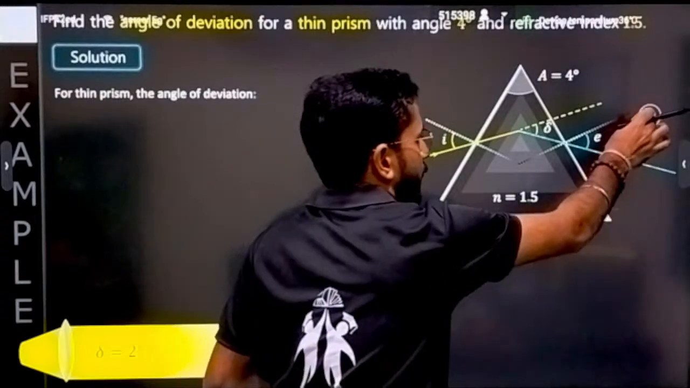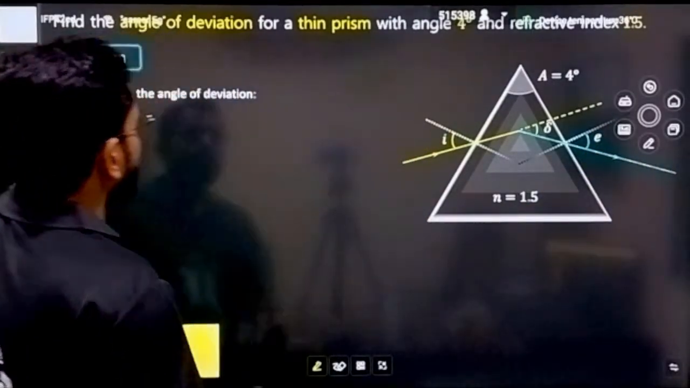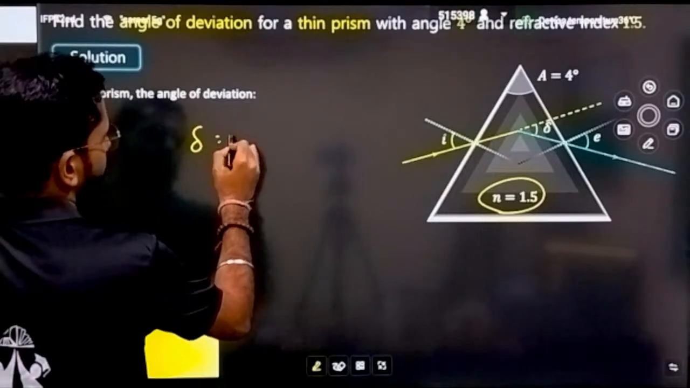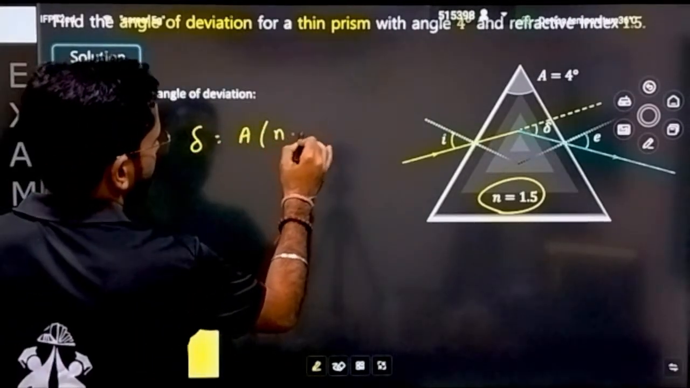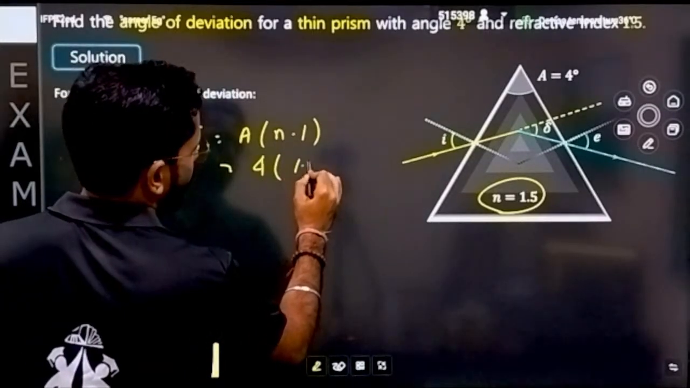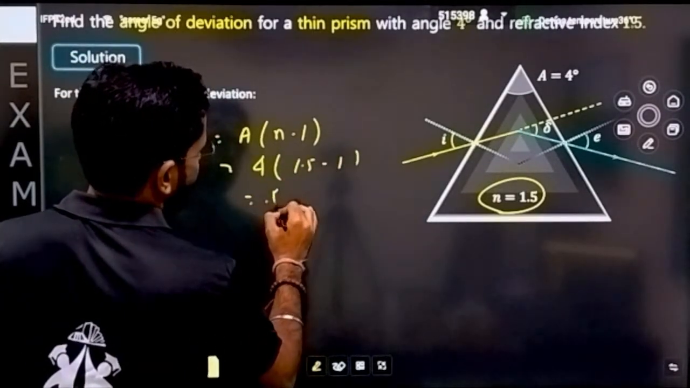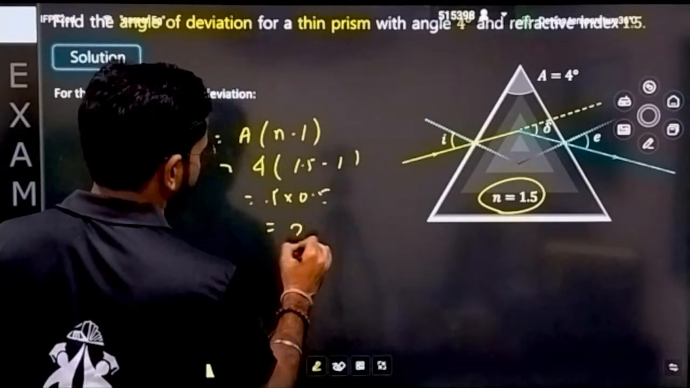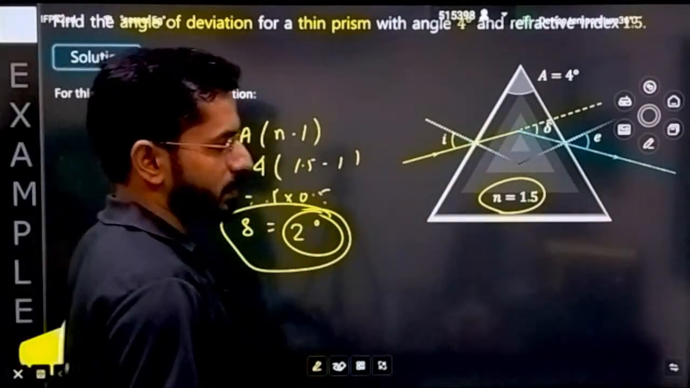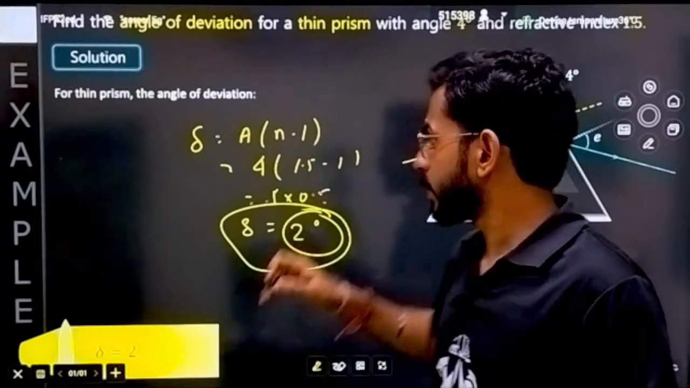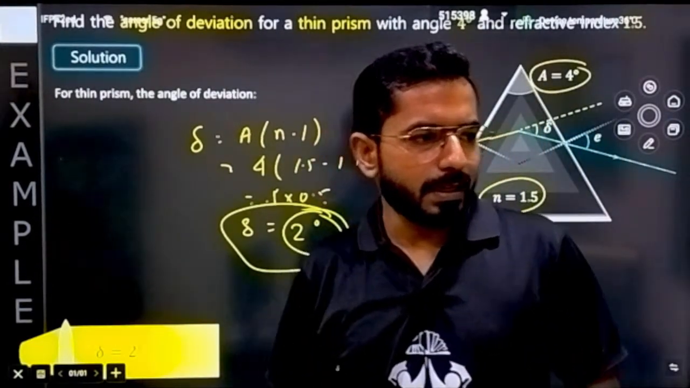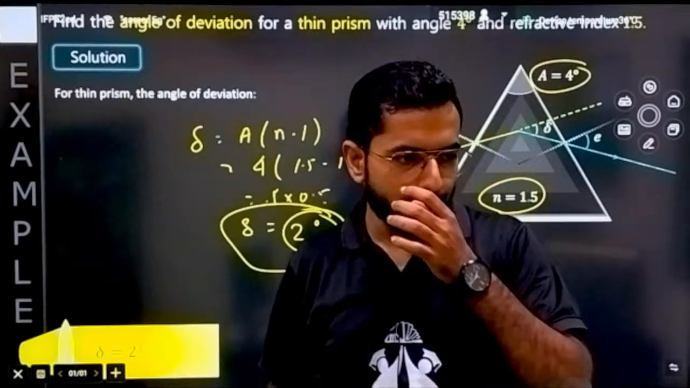So let's apply this formula and finish this. Refractive index is 1.5. Deviation, directly I know the formula, that is equal to A(n minus 1). A is equal to 4 degree, n is 1.5 minus 1, that means 4 into 0.5, half, that is equal to 2 degree of deviation that will be coming for a thin prism. Why did we say it was a thin prism? Because the angle of prism was equal to 4 degree, very very small. Is it clear?